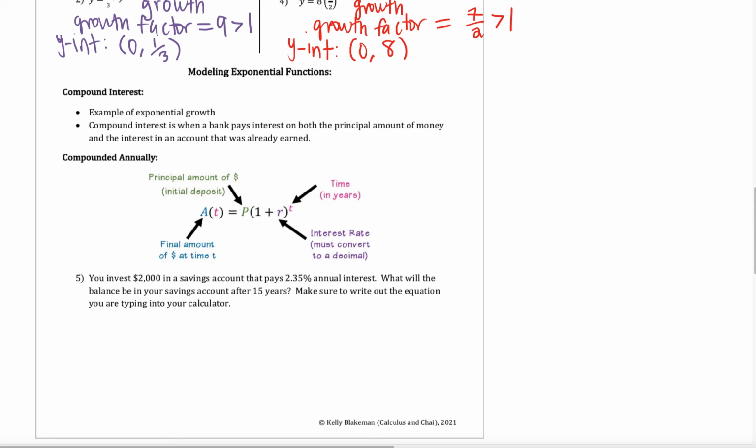So let's look at an example of compounded annually. It says that we invested $2,000 in a savings account that pays 2.35% annual interest. What will the balance be in our savings account after 15 years? We want to make sure to write out the equation before we type it into our calculator. On problems like these, we will need a calculator to determine this. It's not something we can do in our head, but we are required to write down that equation.